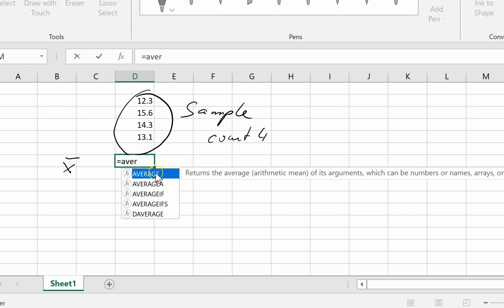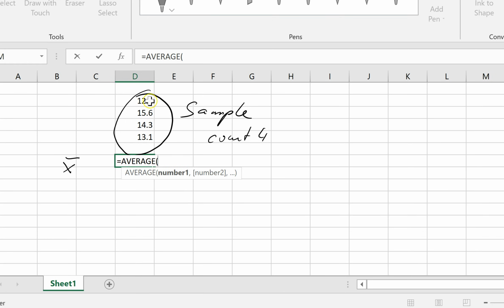So here is the preset function. All we need to do is left mouse click, drag it down, close the bracket and get the average. So our average is 13.825, so that's the mean.